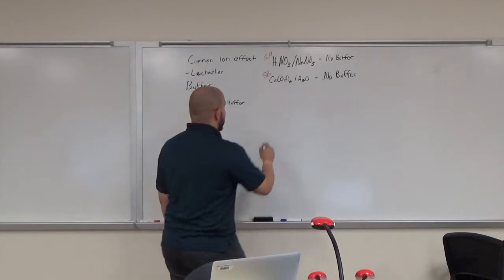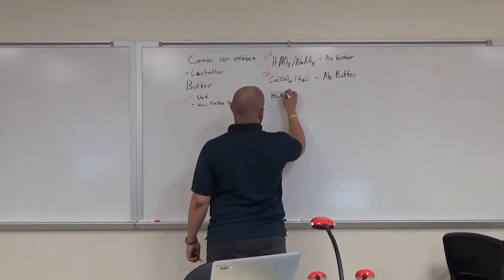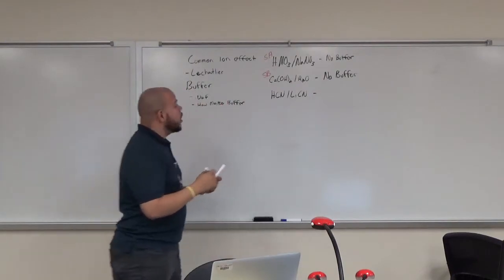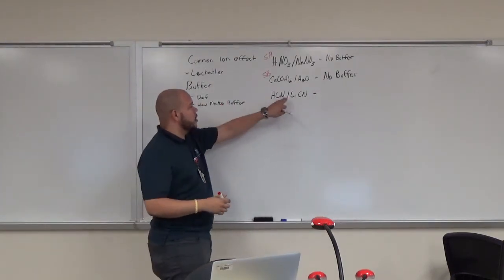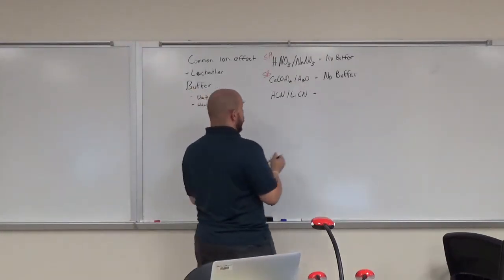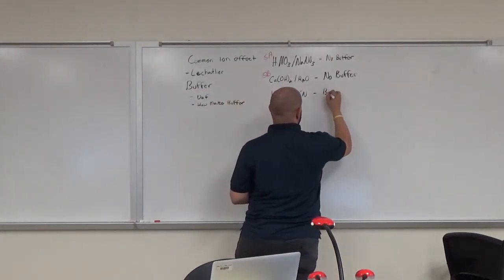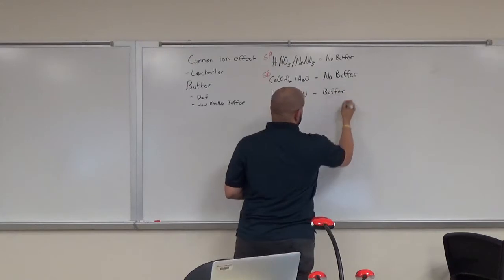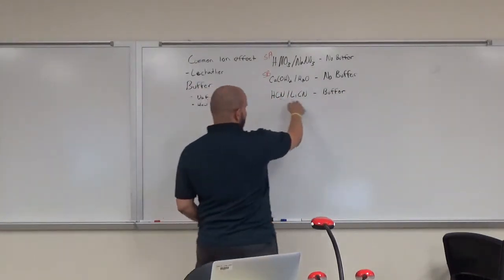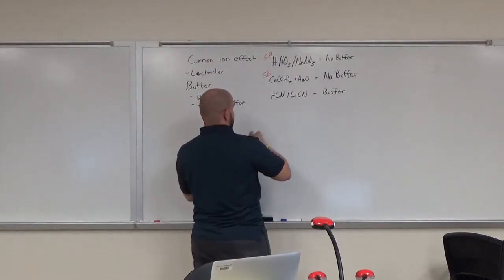Now, HCN, or hydrocyanic acid, and lithium cyanide. Now we are dealing with a weak acid and its conjugate base, cyanide, so we are dealing with a buffer. We have the weak acid conjugate base pair.